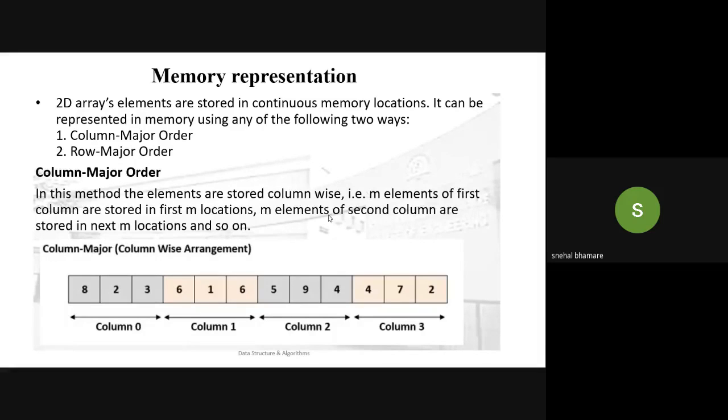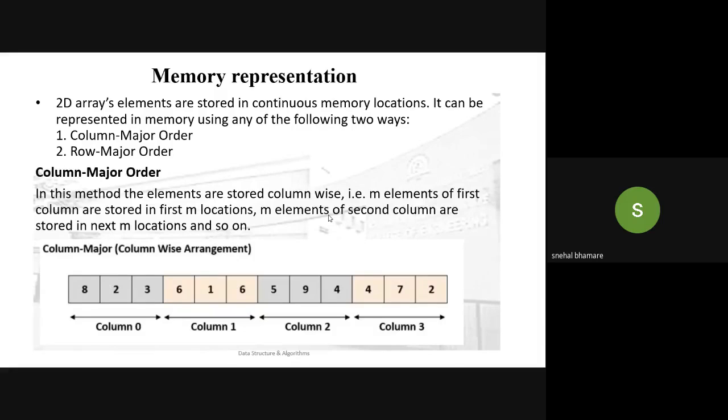Okay. Next is memory representation. We know that a single one dimensional array is represented sequentially in the memory. A continuous block of memory is allocated for that array, and the elements are stored starting from the base address, the first address. Similarly, 2D array elements are also stored in continuous memory locations. Only there are two methods of representing those in the memory. The first method is column major order, and the second is row major order. We will see each of them individually.